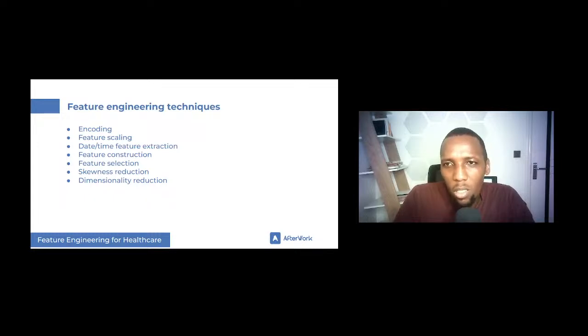Skewness reduction just involves ensuring that your data set, the variables that you have, are more towards having a normal distribution. So, models such as linear regression or even logistic regression usually assume that the data you have, the variables, have a normal distribution. So in many cases, you might want to perform techniques related to skewness reduction.